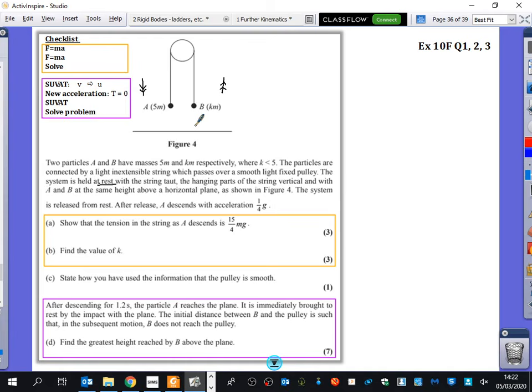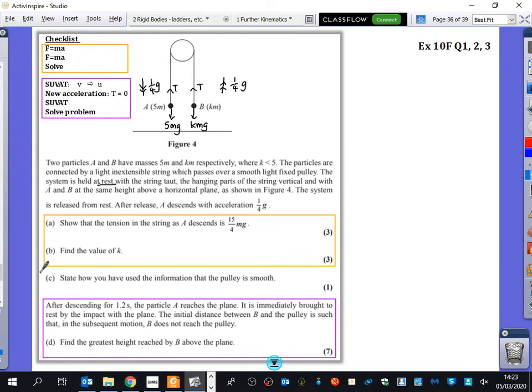The acceleration is a quarter g. So that's a quarter g, that's a quarter g. And I'm going to add on, this is 5mg, this is kmg, this is T, and this is T. I've put these two bits in orange because they're just the same as doing the equations of motion as we've done before.